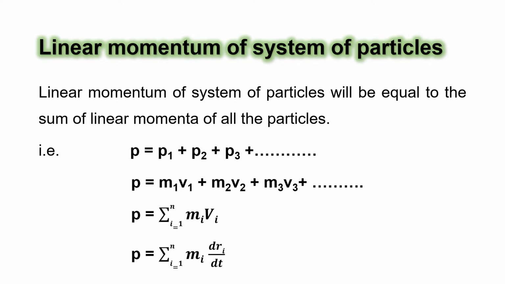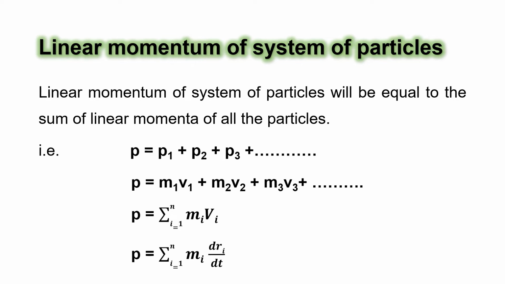Now, as we discussed for the single particle, the linear momentum of the particle will be conserved, and the equation for linear momentum is p equal to mv for a single particle in a straight line. Similar is the fact for the system of particles. All the particles constituting the system contribute to the momentum in the form of a sum. So we can write the linear momentum of the system of particles as the sum of the linear momenta of all the particles, that is p equal to p1 plus p2 plus p3 and so on.